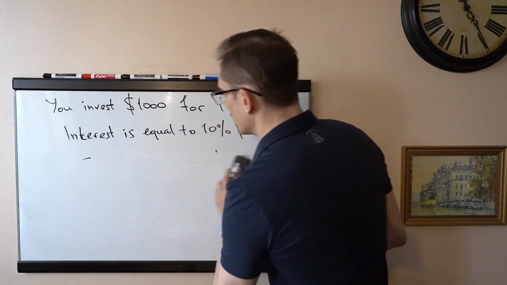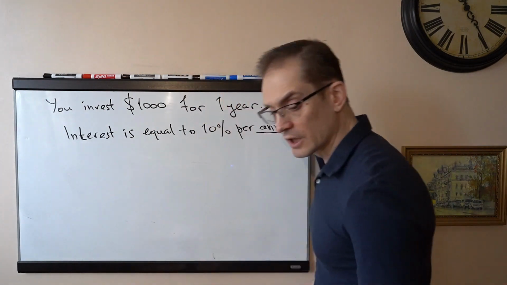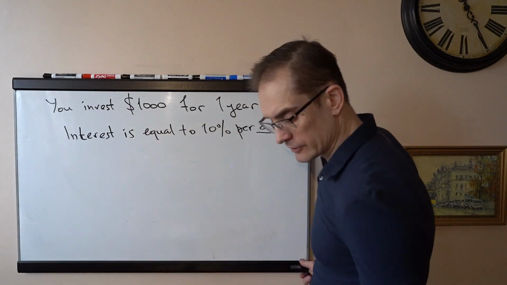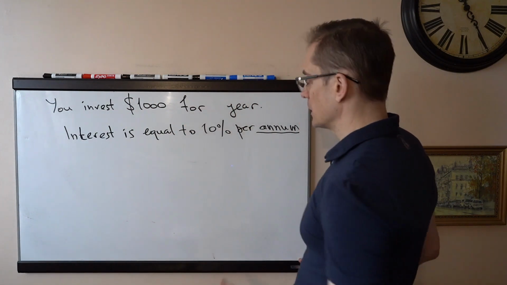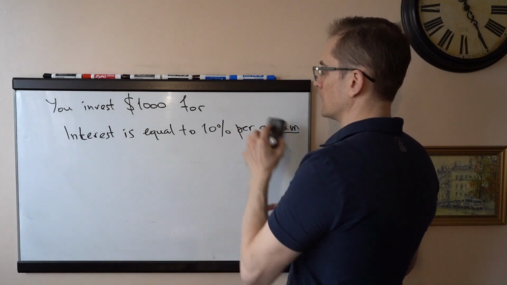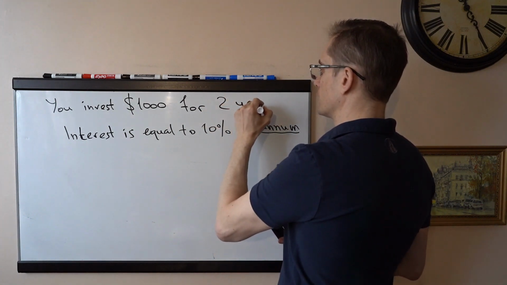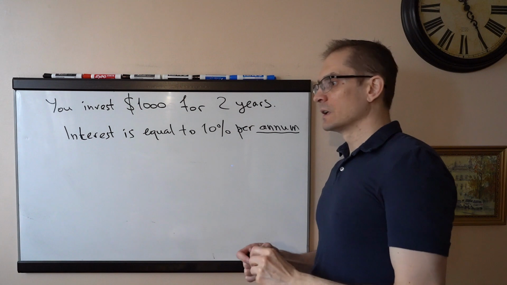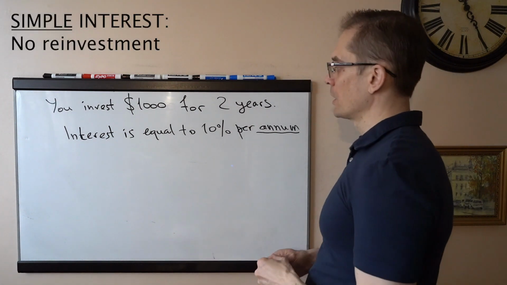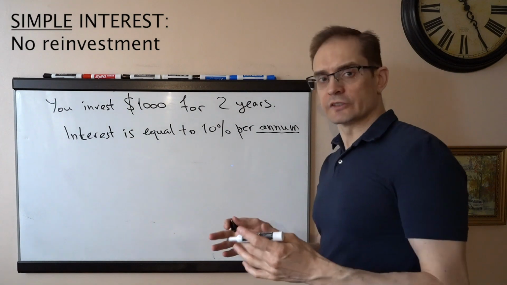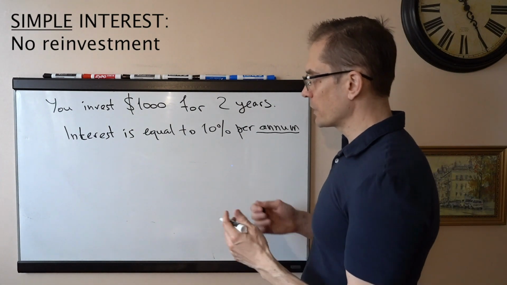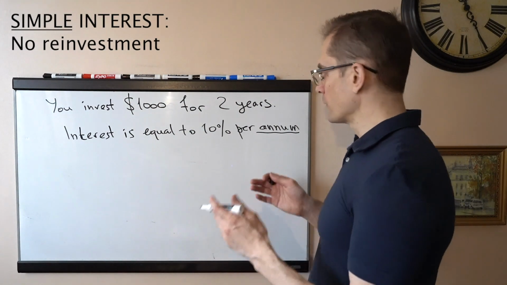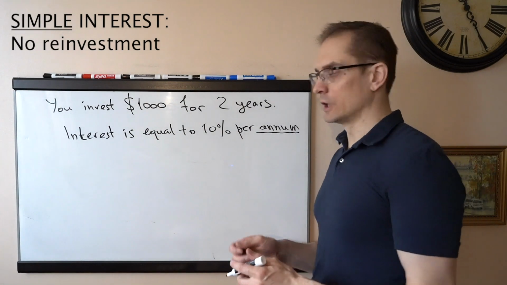Okay, so let's now think about this problem a little bit deeper. Let's say that you invest $1,000 not for 1 year, but for 2 years. So it's an interesting question now. What happens with your investment over the course of 2 years? Well, it looks like it's pretty straightforward. You invest your $1,000. For each year you are paid $100. Over the course of 2 years you'll be paid $200, right?